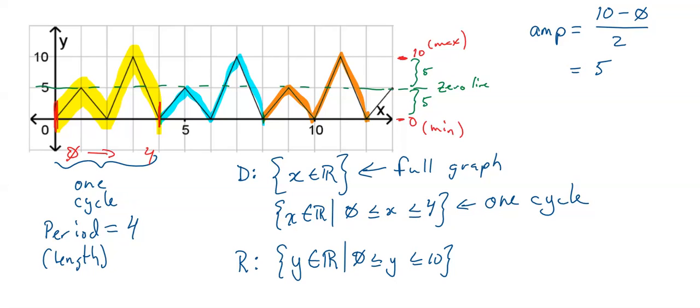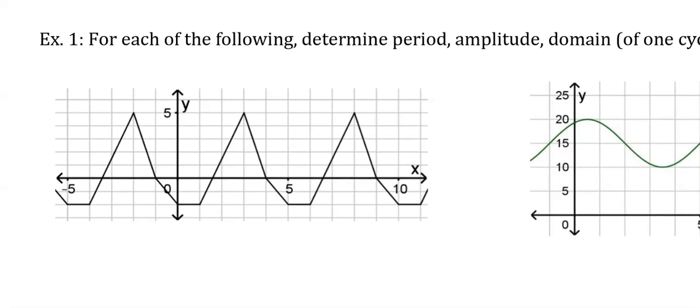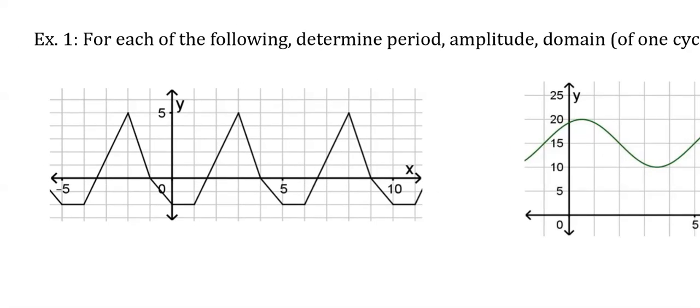All right, so let's try a couple of these. We've got a few different graphs. For each of the following, determine period, amplitude, domain of one cycle, and range. And everybody's going to be different, I think. If you're looking at this picture, where do you think a good place to start would be? Where would you start this graph? You might start at 0. It doesn't have to. Sometimes it might make sense, sometimes it might not.